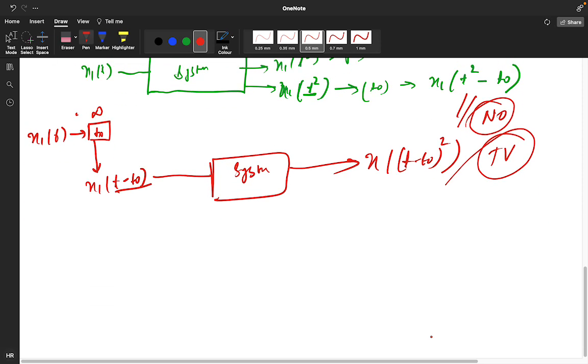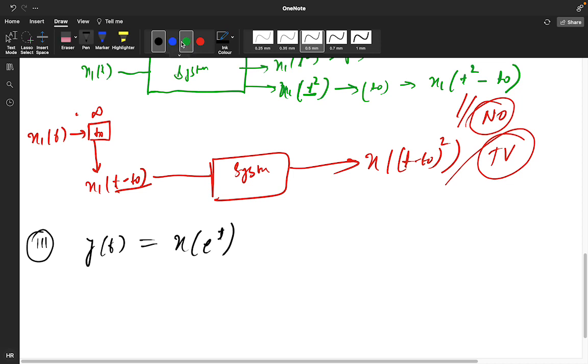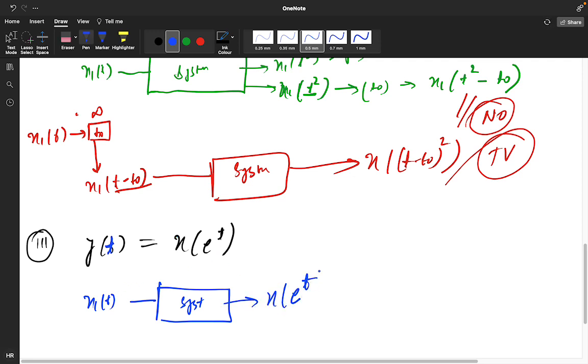Now check it for this one. Third question. y of t is equal to x of e power t. Whether it will be time variant or time invariant. Prasanna, will it be time variant? How are you guys saying time invariant? See, this is my system. So it is passing x1 of t, my input. If I am giving the input, it is replacing t with e power t. So I am getting x of e power t.